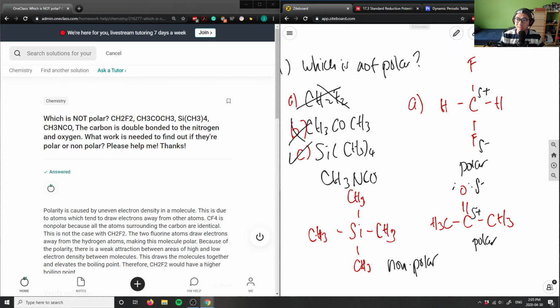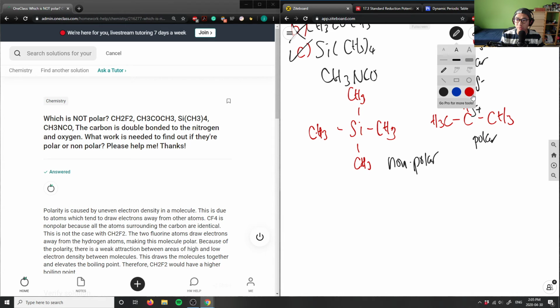And I'm going to verify that D here is also not the correct answer. I'm going to draw CH3NCO, and it says the carbon is double bonded to the nitrogen and oxygen here. So I'm going to have C here, double bonded to an oxygen here, and this is bonded to a nitrogen here, and bonded to CH3 like so. I believe this is our compound here.